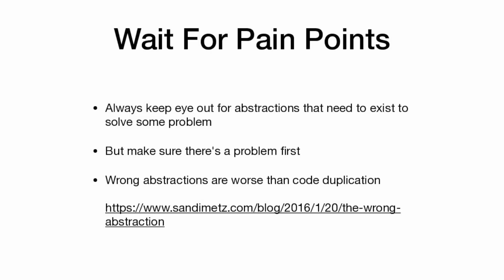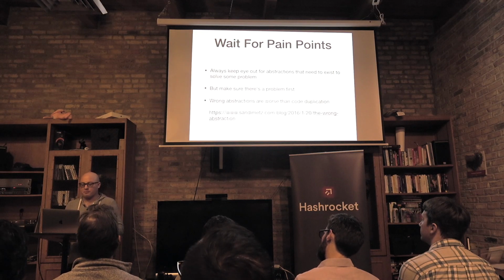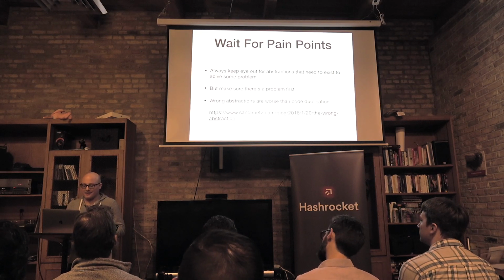There's one thing that I would say is to wait for pain points. Don't over-engineer things. Keep an eye out for abstractions that you want to exist that are solving some problem, but make sure that it's actually a problem first. We have a lot of really cool ways of metaprogramming in Elixir, and you can get yourself into trouble by over-engineering things. So wait until something becomes a problem and then do it.